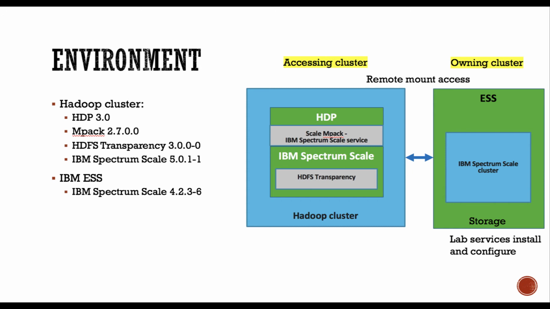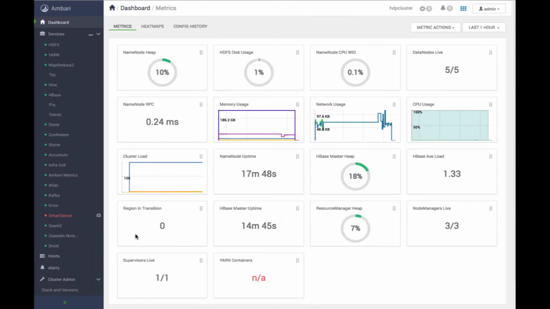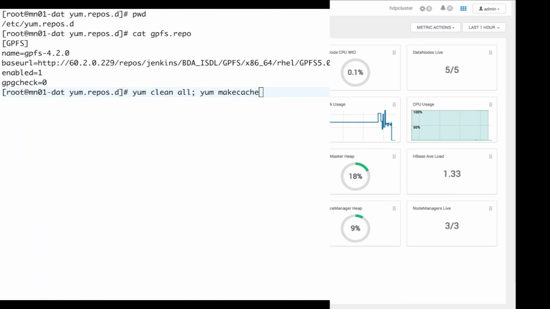Once the remote mount access is configured on the Hadoop Scale cluster, then install the MPack and add in the IBM Spectrum Scale service, which will install the HDFS Transparency onto the Hadoop Scale cluster. The recommended IBM Spectrum Scale version is 4.2.3 and up. This shows the HDP 3.0 already installed and configured.